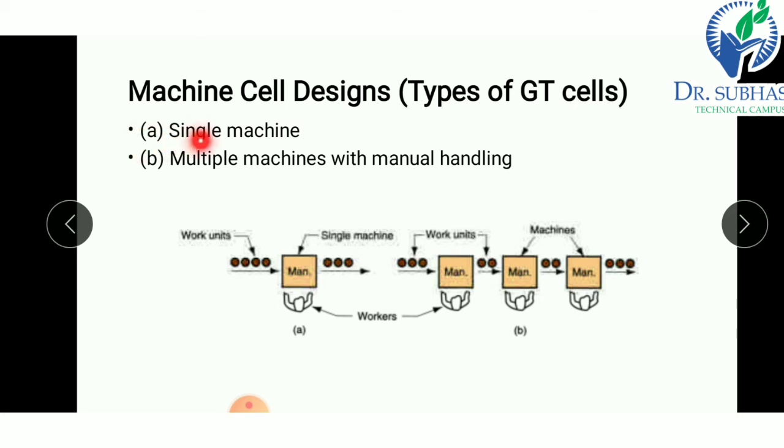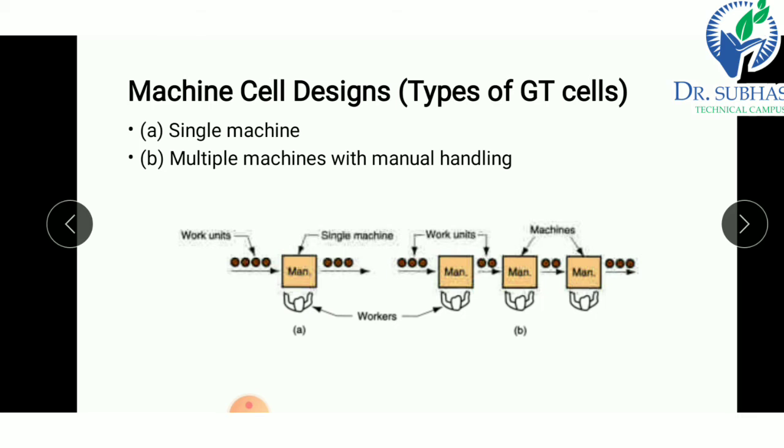First one is single machine. As we see, this is our machine, this is our raw material, this is our finished product, and this is our worker. In a single machine cell there is only one machine, and raw material is input from one side and the finished product comes out on the other side.